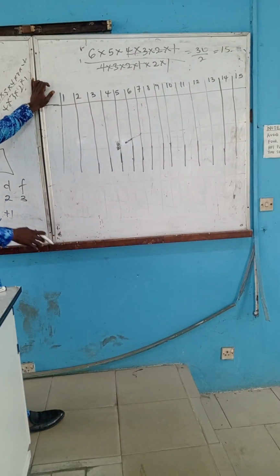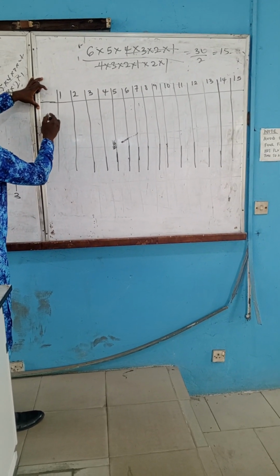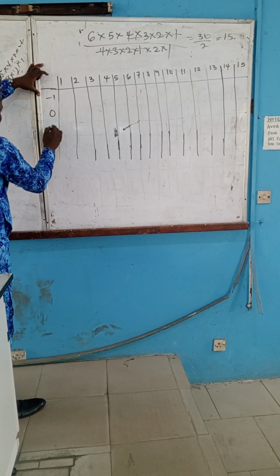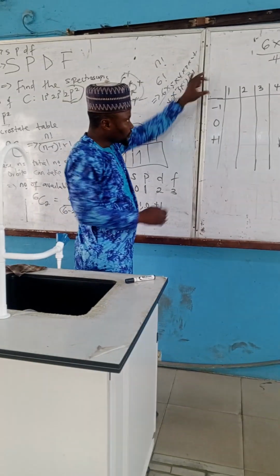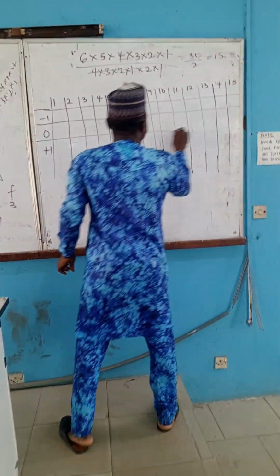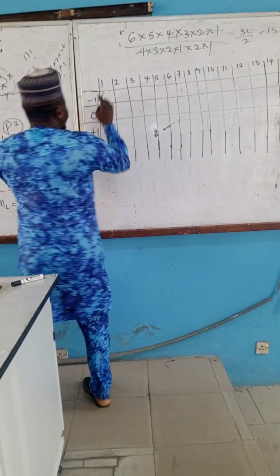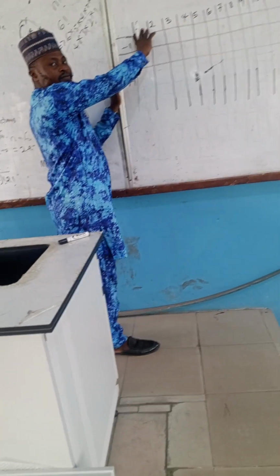On this side, you have the number of ways to put your ML. And the ML is what? -1, 0, +1. There are 2 electrons. This is the first possibility.